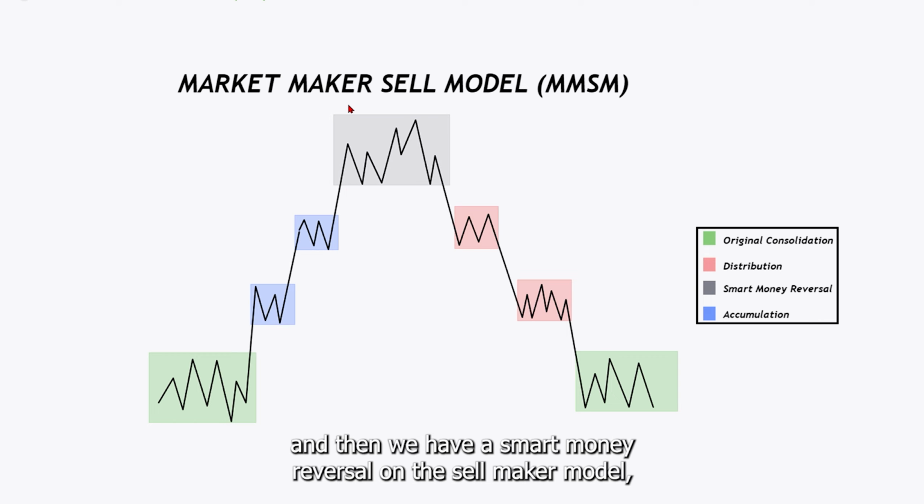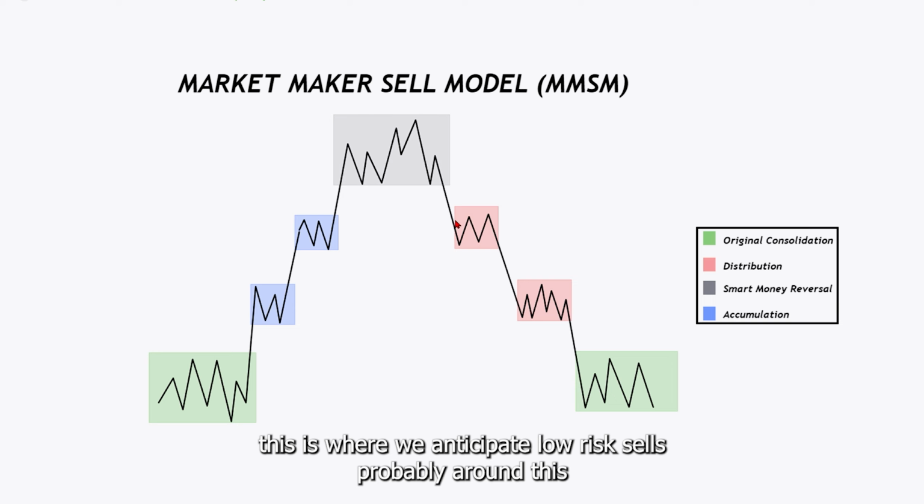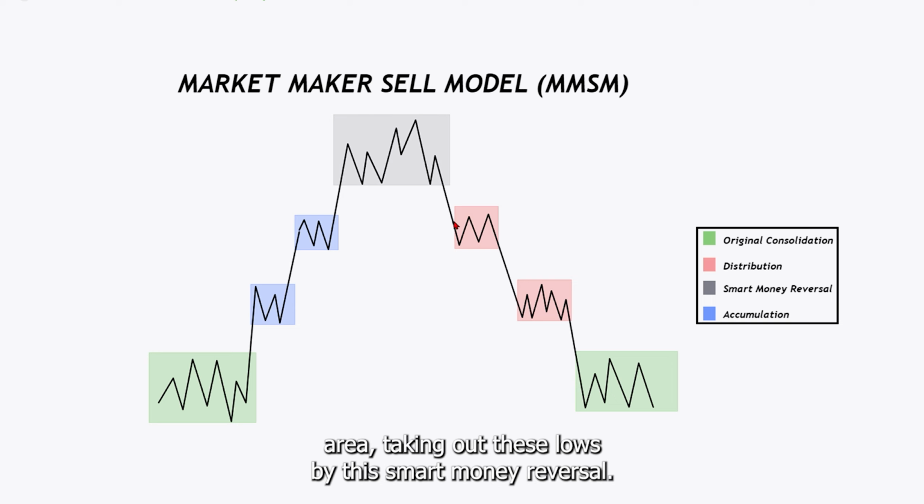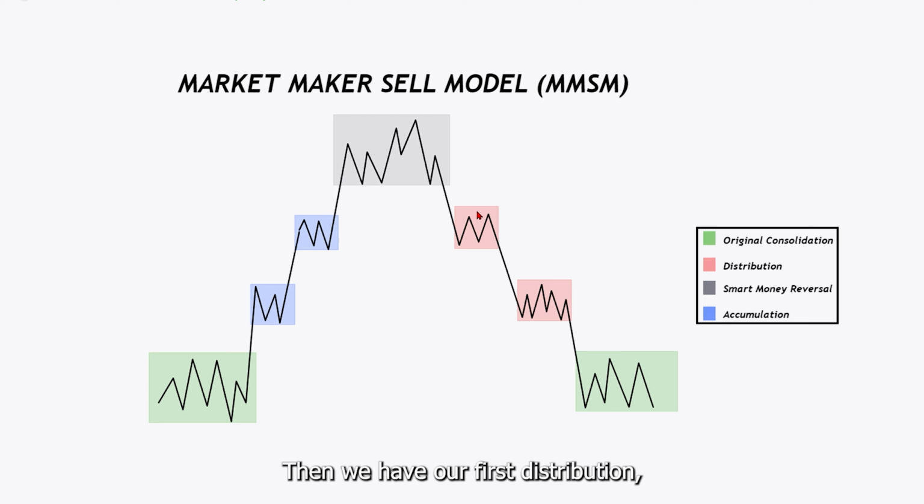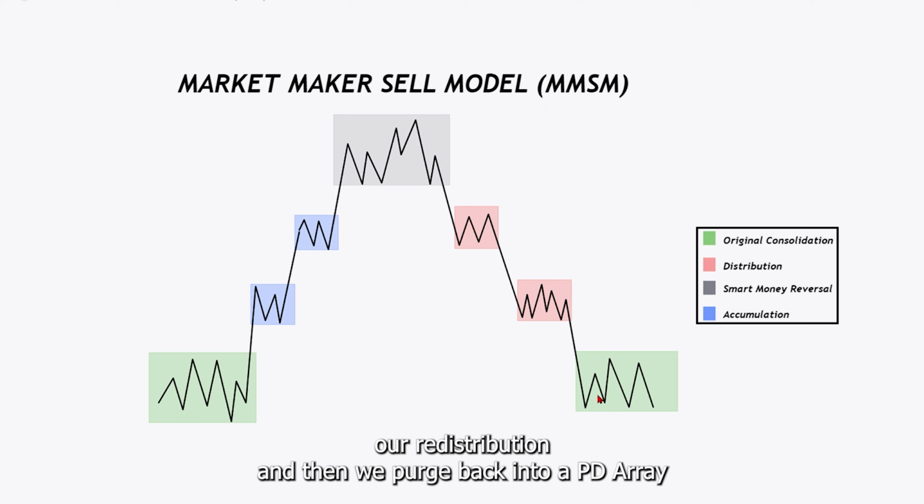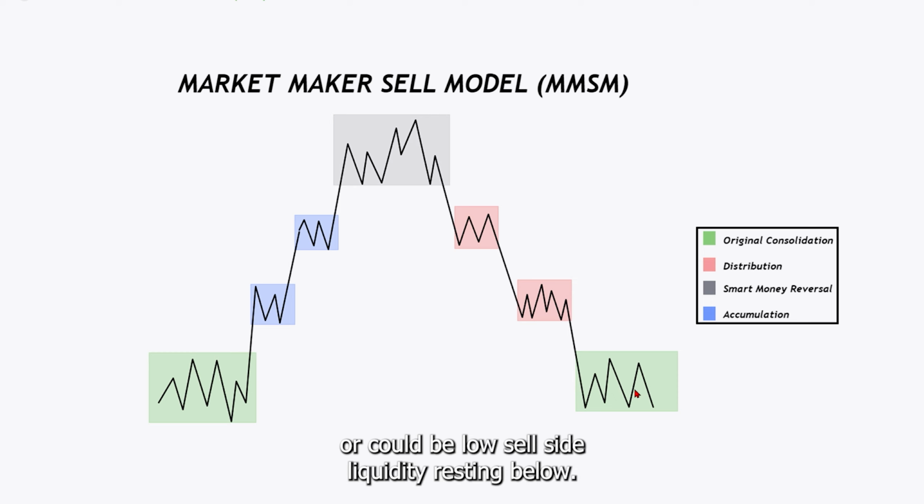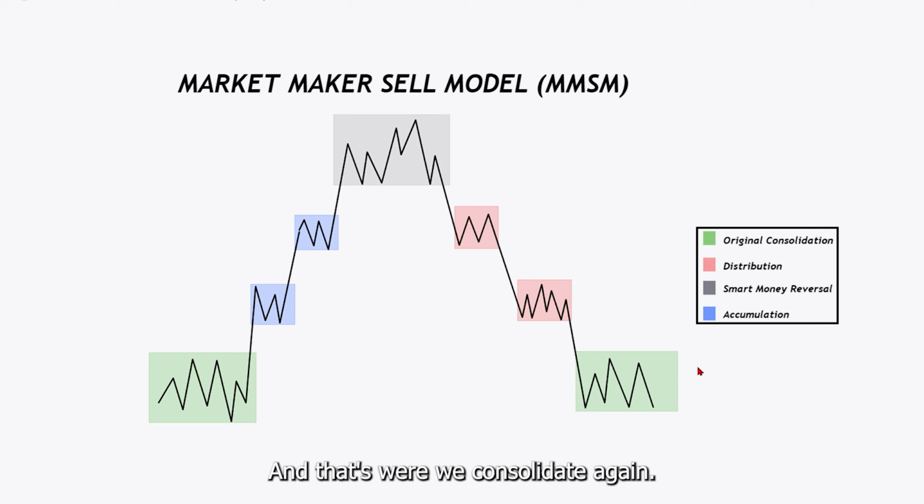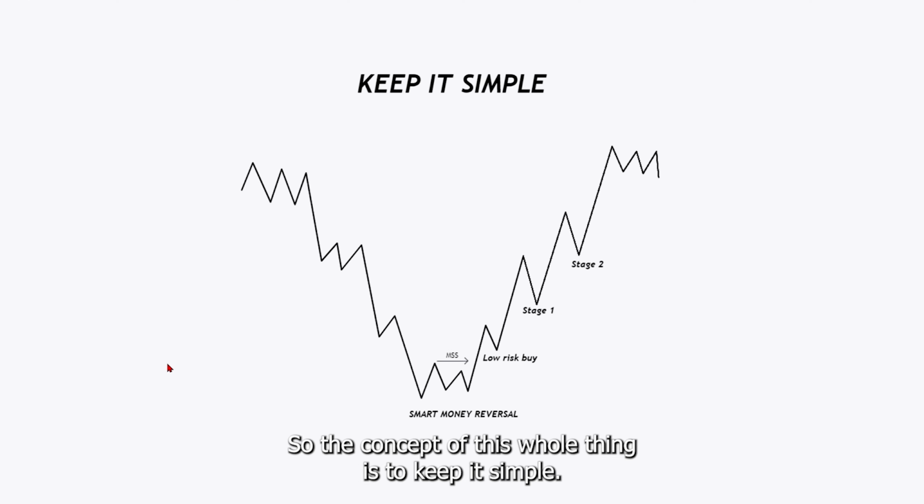the sell maker model. This is where we anticipate lower sells probably around this area, taking out these lows by the smart money reversal. Then we have our first distribution, our redistribution, and then we purge back into a PD array, or could be low sell side liquidity resting below, and then we will consolidate again. So the concept of this whole thing is to keep it simple.